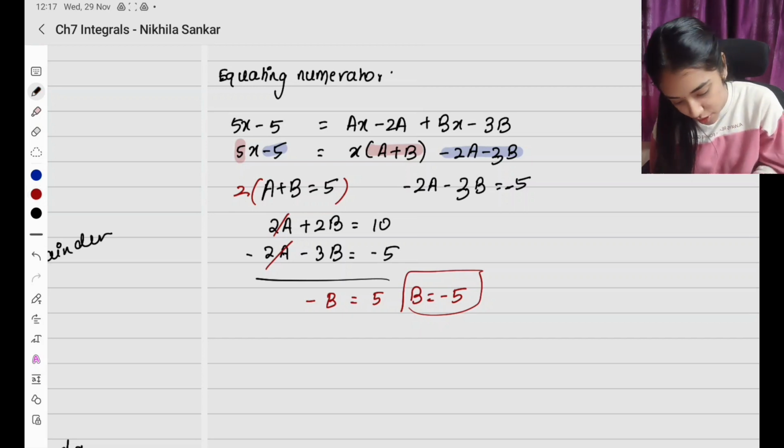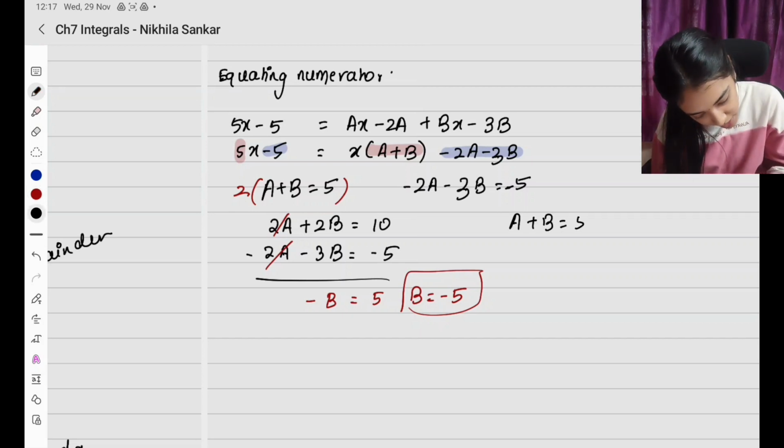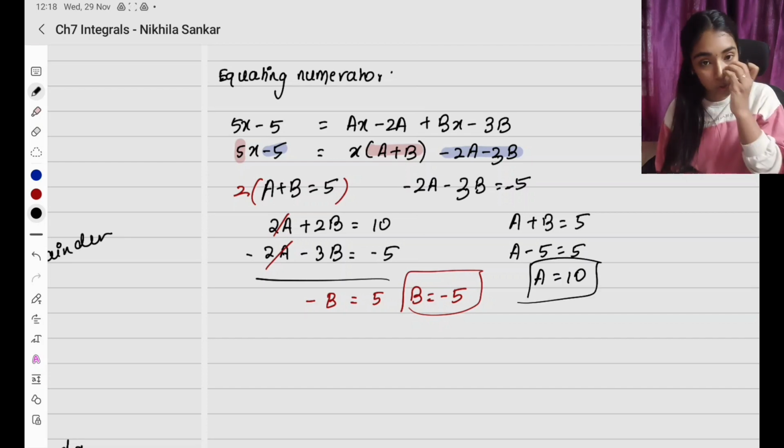What is a? I can substitute in one of the equations. So a plus b equals 5. a minus 5 equals 5. a equals 10. So I found out the value of a and b.